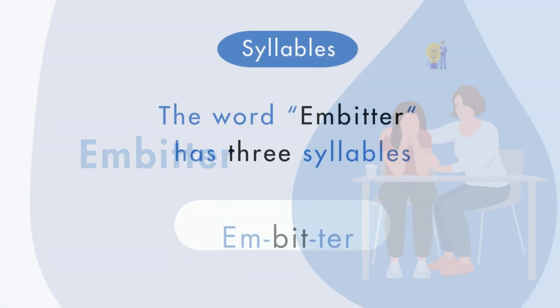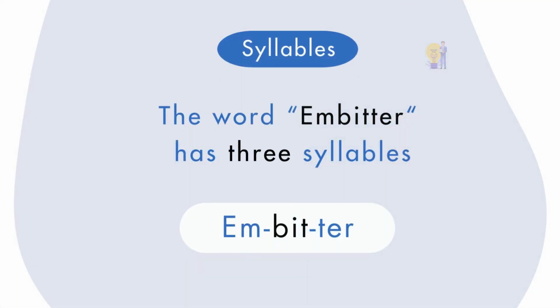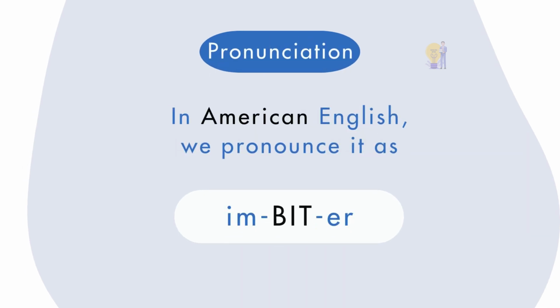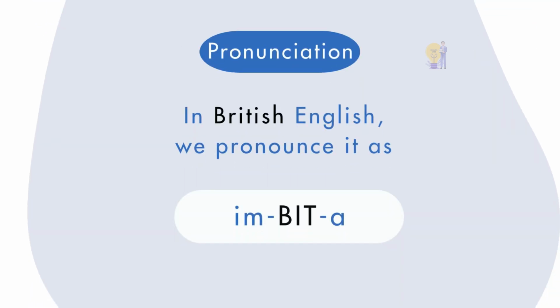Embitter. Embitter has 3 syllables, and in American English, we pronounce it as embitter. In British English, we pronounce it as embitter.